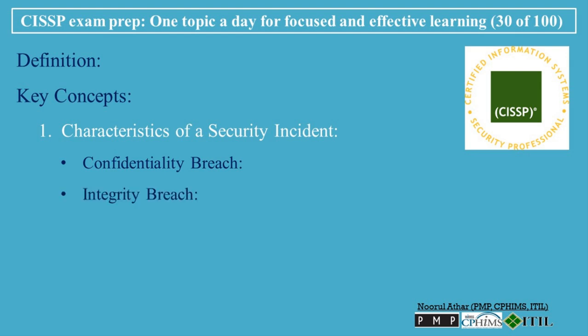Integrity breach, data or systems are tampered with or altered by unauthorized parties, potentially causing misinformation or data corruption. Availability breach, denial of service, DOS, attacks or other disruptions that prevent legitimate users from accessing systems or data.